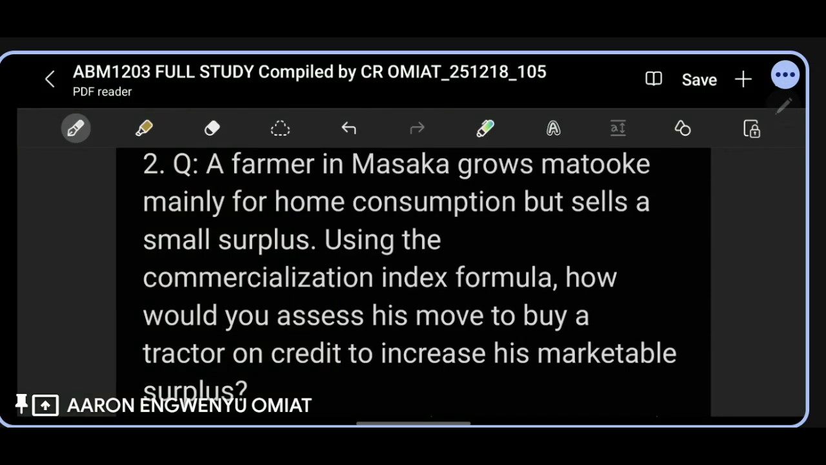This goes to Esther. A farmer in Masaka grows matoke mainly for home consumption, but sells a small surplus. Using the commercialization index formula, how would you assess his move to buy a tractor on credit to increase his marketable surplus?